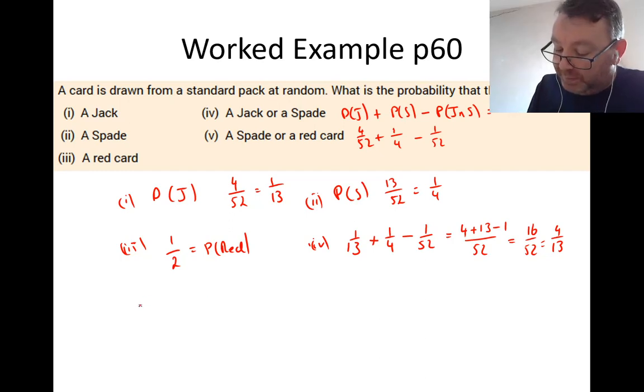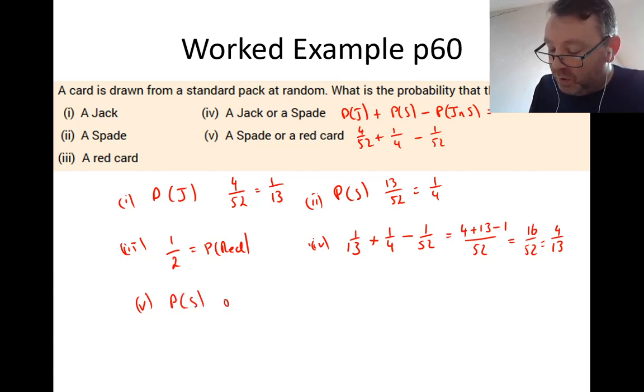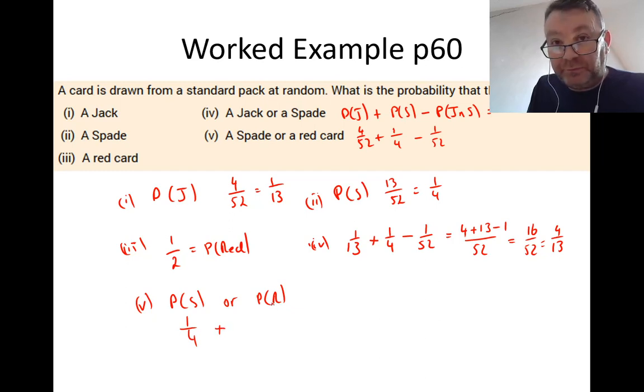Okay, and the last one, part 5. What is the probability of us getting a spade or a red card? Now, the probability of a spade or the probability of a red card. So, probability of a spade. First of all, there are 4 suits. One of those 4 is a spade, so 1 over 4. Or means you add and then work out the probability of a red card. Well, there's only 2 colours, red and black, so it's a half.